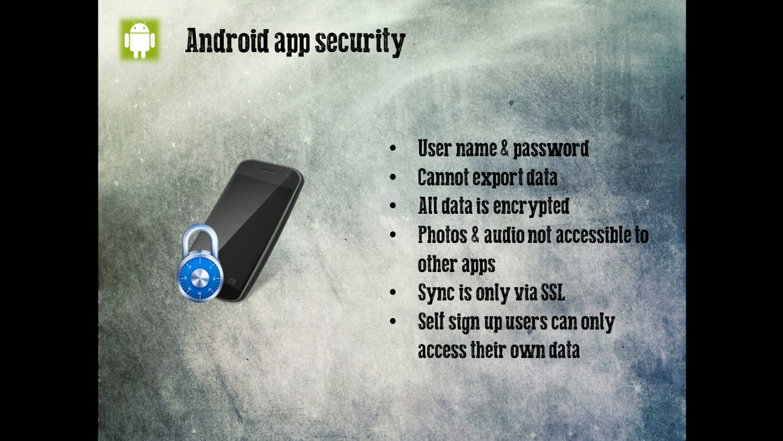The next bit is the data is encrypted. So what this means is there is no other application within the phone that can access the RapidFTR data. This is inclusive of all the photos, the audio, as well as the text records that are stored in the Android application. And this is again another way of denying someone with ill intentions access to the data.